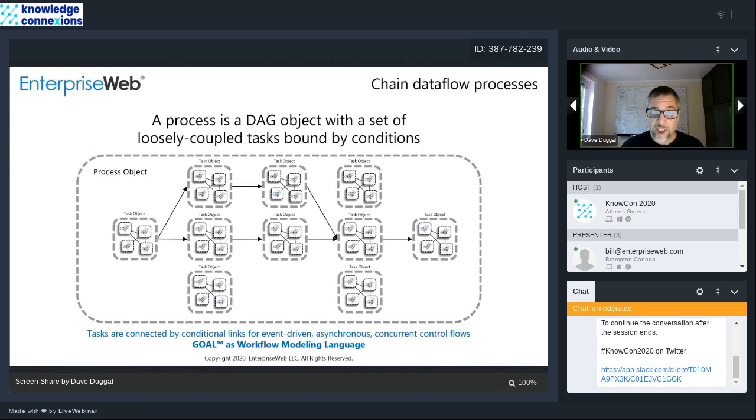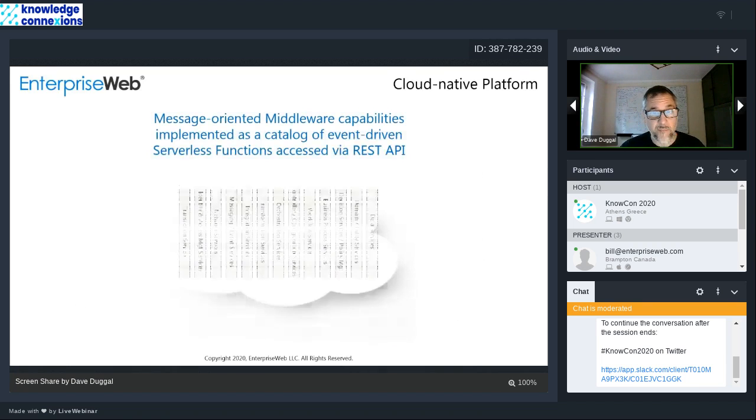Likewise, a process is just another object in EnterpriseWeb. It's just another DAG object, a directed acyclic graph object, with a set of loosely coupled tasks bound by conditions. So the physics of EnterpriseWeb, the logic of EnterpriseWeb, creates something called homoiconicity, right? That is, objects and transitions are the same thing in EnterpriseWeb. It gives us a unified theory of types that allows us to, again, get a lot of process optimizations. Tasks are all connected by conditional links, and it's all event-driven, asynchronous and concurrent. So really high performance and scalable.